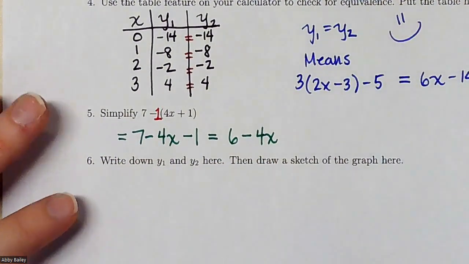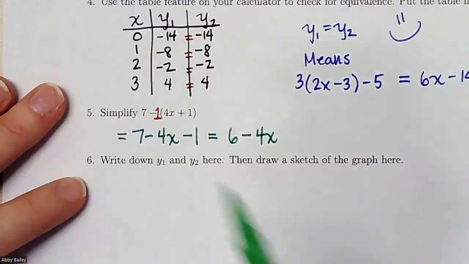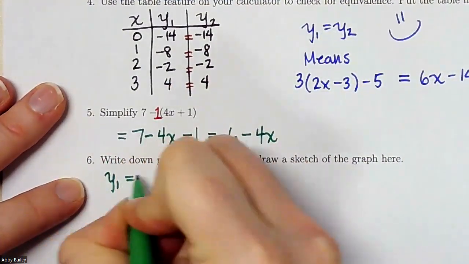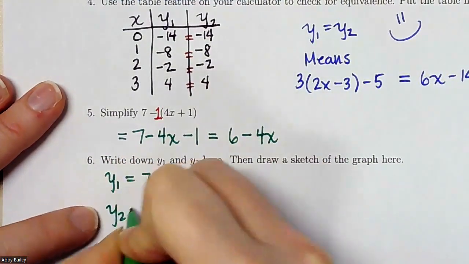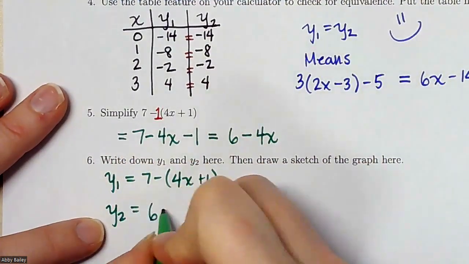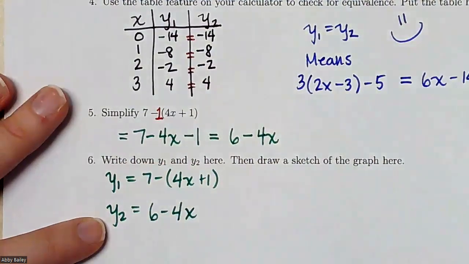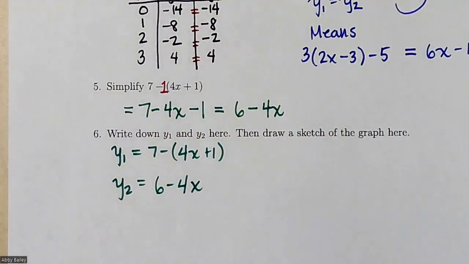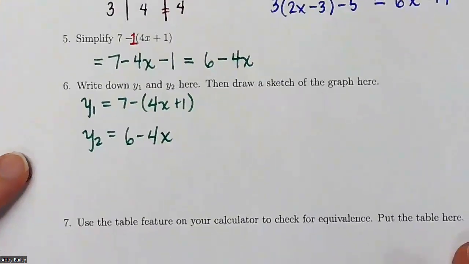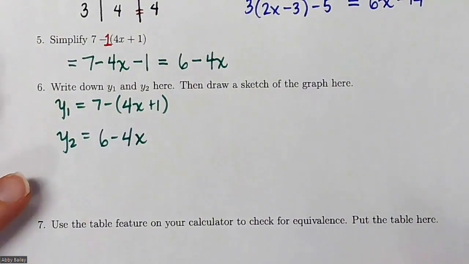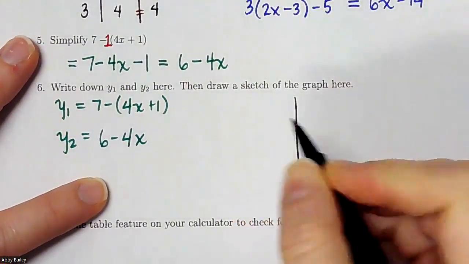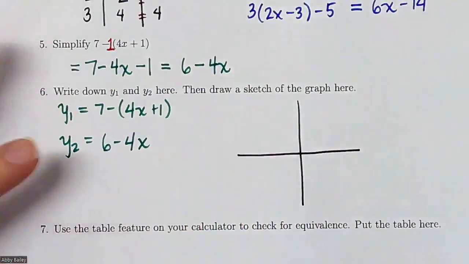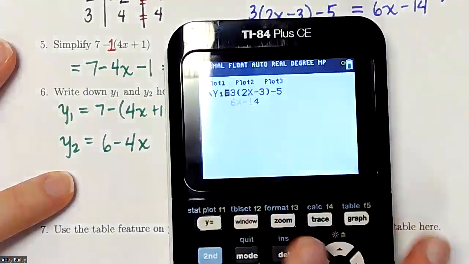Says write down Y1 and Y2 here. You bet. Y1, I'm going to write down the original. Y2, I'm going to write down my claim to how it simplifies. I mean, sometimes complicated is beautiful too. But, okay, I'm getting ready to see what happens. All right, back to the calculator.